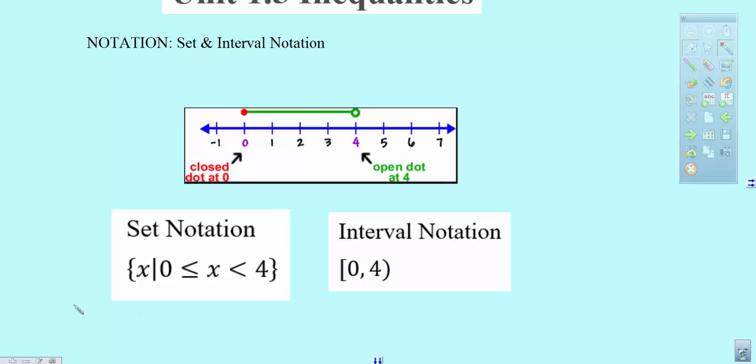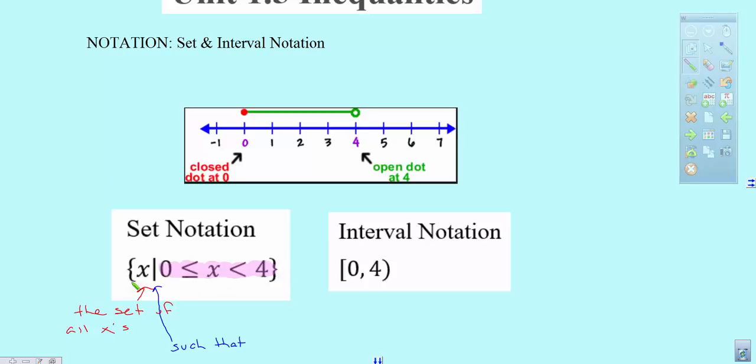Let me take a moment to write this out, but it literally says this piece right here: the set of all x's. Just that first little piece is read as the set of all x's. Then we have this vertical bar, which is read as "such that." And then we have what we have established here, an x that is between 0 and 4, including 0 but not including 4.